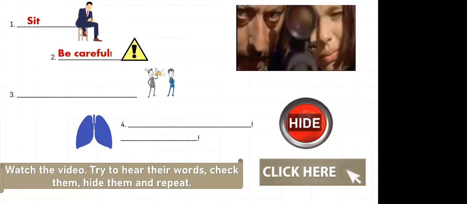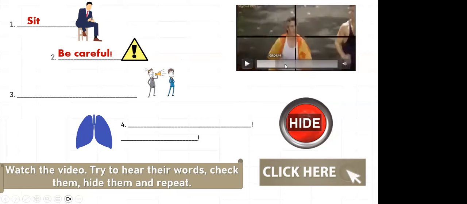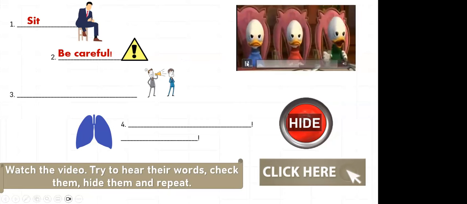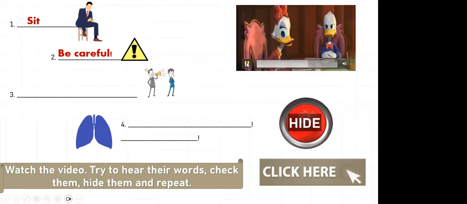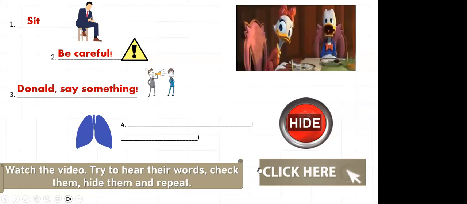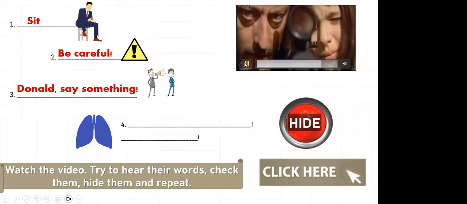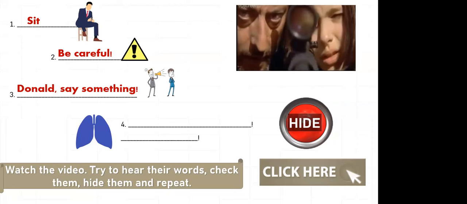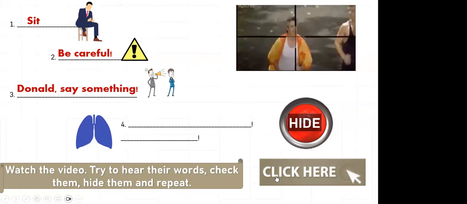All right, let's do number 3 together. Here, Minnie told Donald, she said, say something. Donald, say something. And in the last one, take a deep breath, hold it. All right, let's go to another one.